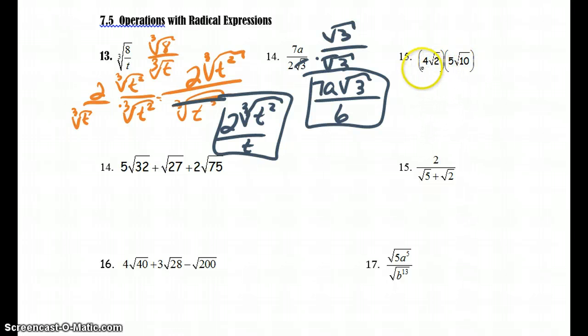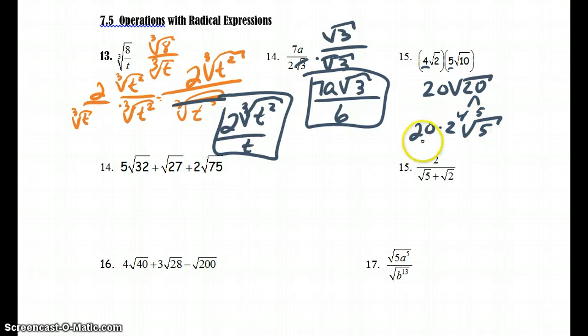On 15, you want to multiply the outsides, keep it on the outside, so 4 times 5 is 20. Multiply the insides, keep it on the inside, so 2 times 10 is 20. From here, we want to break this down. We want to say 4 times 5, because 4 is 2 squared. So when this comes out, it comes out as a 2. The square root of 5 is still inside, and we simplify it down to 40 square roots of 5.